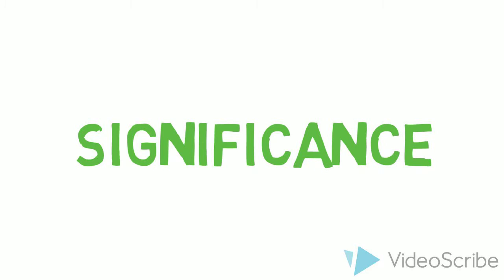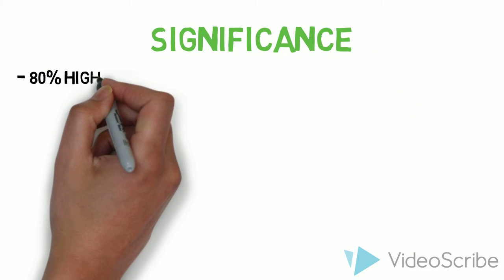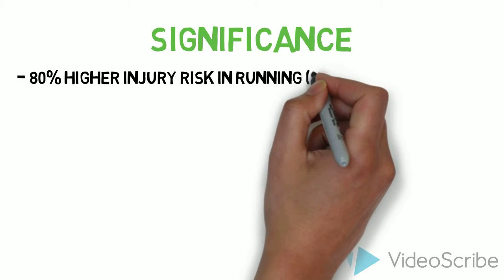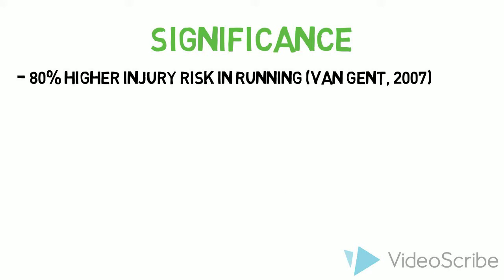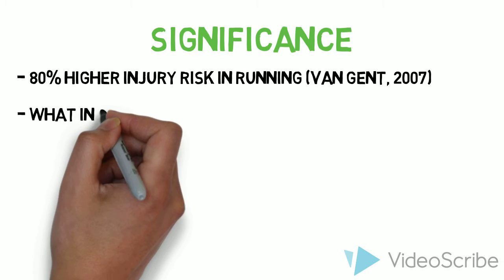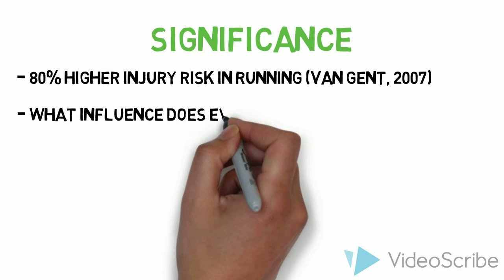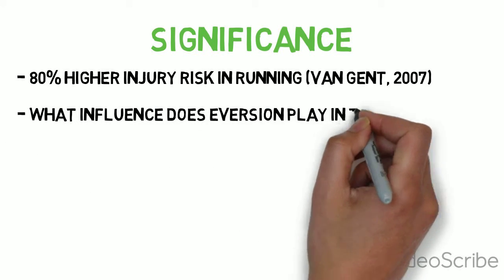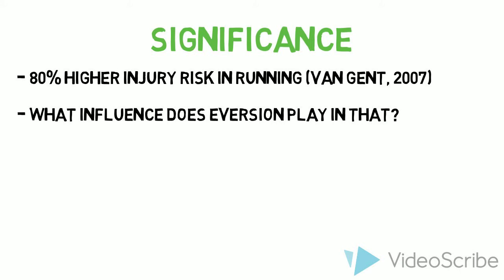It has been estimated that the incidence of injuries in runners may be as high as 80%. This is significantly higher than walking. One possible explanation for this large figure may be the influence eversion has on the entire lower extremity, with greater eversion angles posing an increased risk of injury.